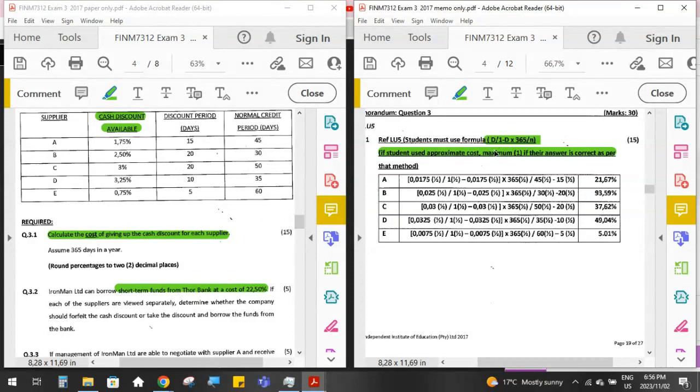So you do that exact same formula for each of these 5. You'll get a percentage, which is what we have worked out here, the cost of not taking the discount, the cost of foregoing the discount, or the cost of giving up the discount. All those words mean the same thing, which means that if I give up the discount, if I don't take the discount, my cost will be 21.67% per annum.